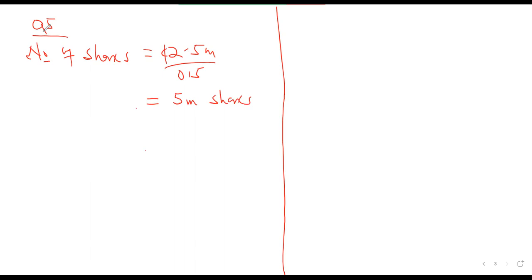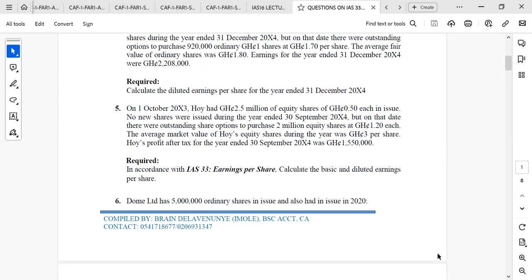Okay. So for the basic earnings per share, what are the issues that are going to affect it today? Those issues that are a reality: an additional issue of shares, a bonus issue, a rights issue, market value. But in this question, there was no issue of additional shares. So our basic earnings per share will just be the profit, 1.55 million, divided by the shares.